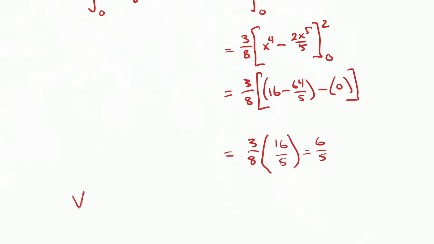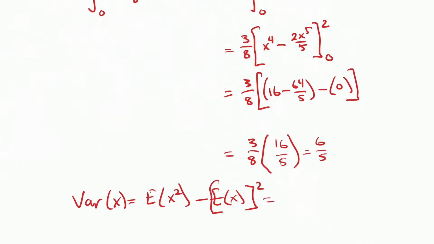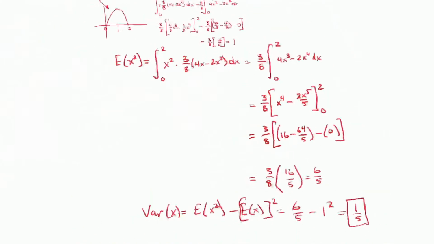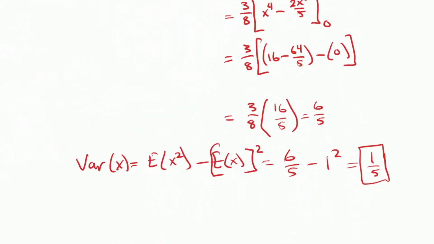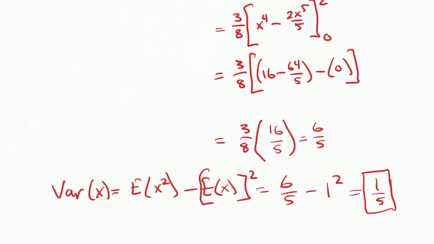But now to get the variance, you know the drill. The variance of x is the expected value of x squared minus the expected value of x quantity squared. So in this case, it's 6 fifths minus 1 squared, which is 1 fifth. So there is the variance in all of its glory. I don't know if we need to look at that. So I think you're going to find that if you can do continuous probabilities, then the expected value is an easy step, not hard at all. So you're not going to have trouble with that.